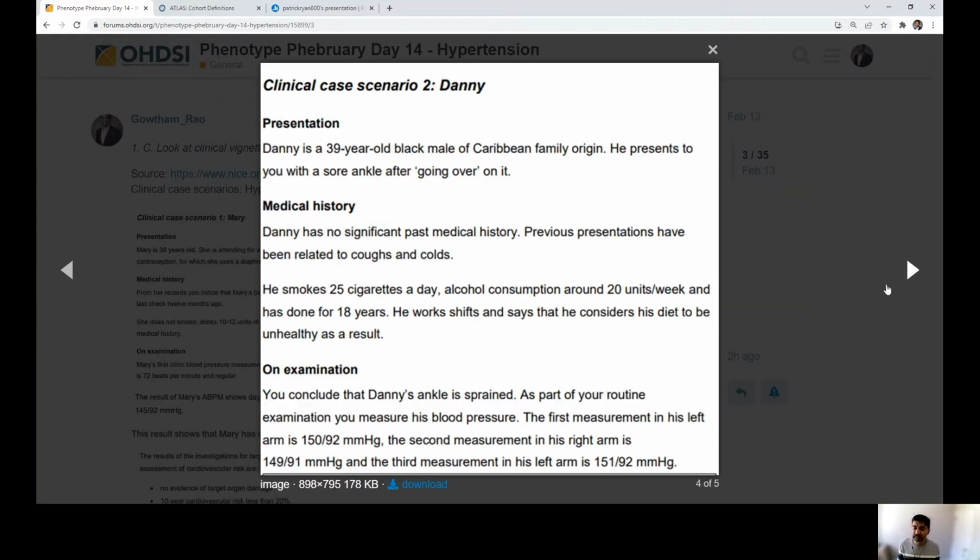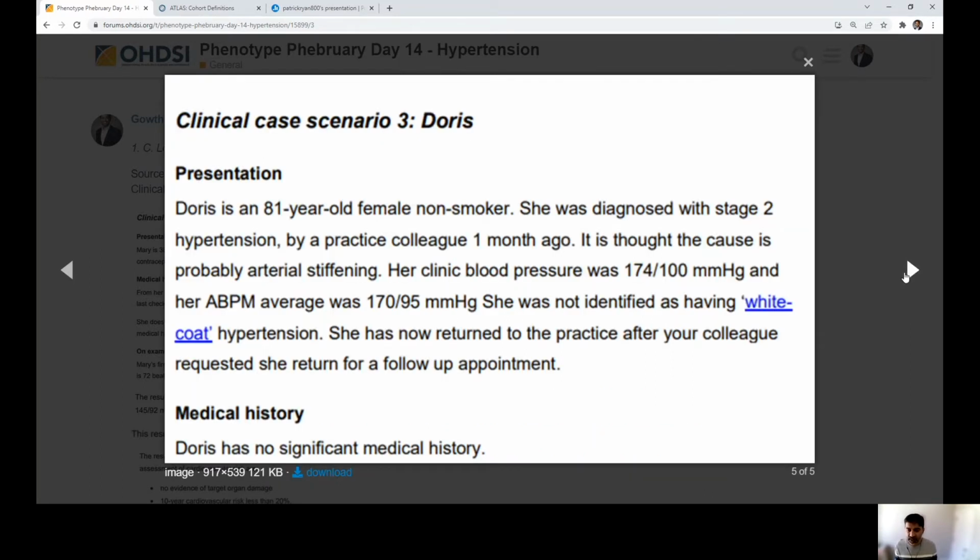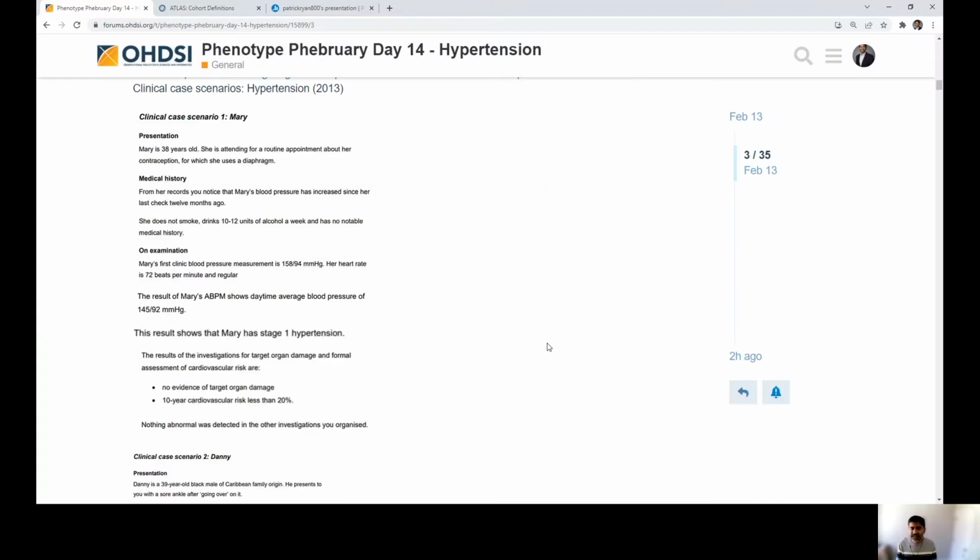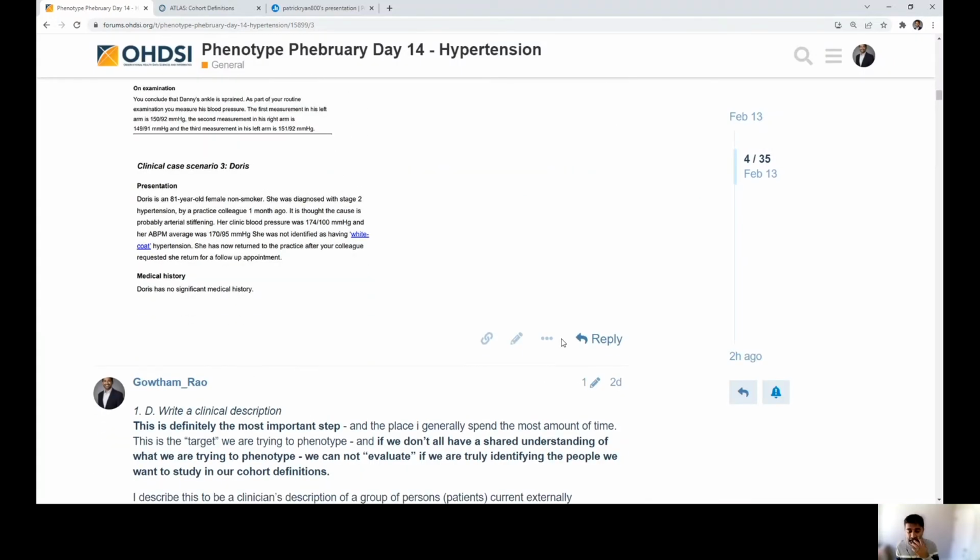This is another case, of Danny. He's a 39-year-old gentleman who smokes and has alcohol consumption. He's coming for a sore ankle. During the assessment, he was found to have high blood pressure on the left arm. A second measurement on the right arm was also high. The third measurement was also high, and he was subsequently managed for essential hypertension. This is an example of an 81-year-old female who's a non-smoker. She was found to have stage 2 hypertension about a month ago, and now is coming for a follow-up visit. So these are examples of clinical vignettes that I like to start with.